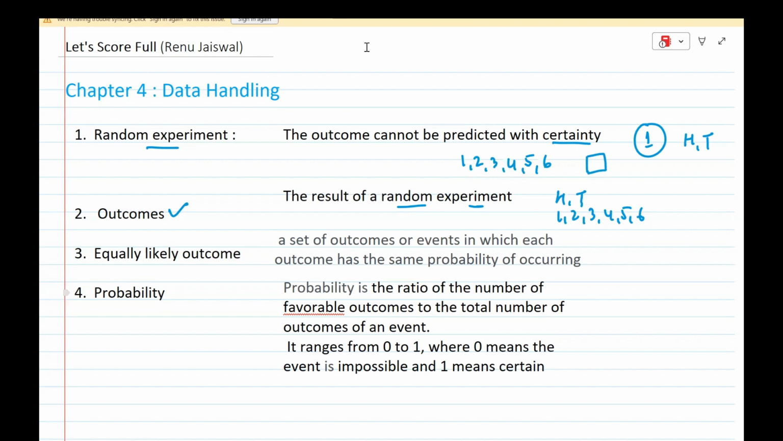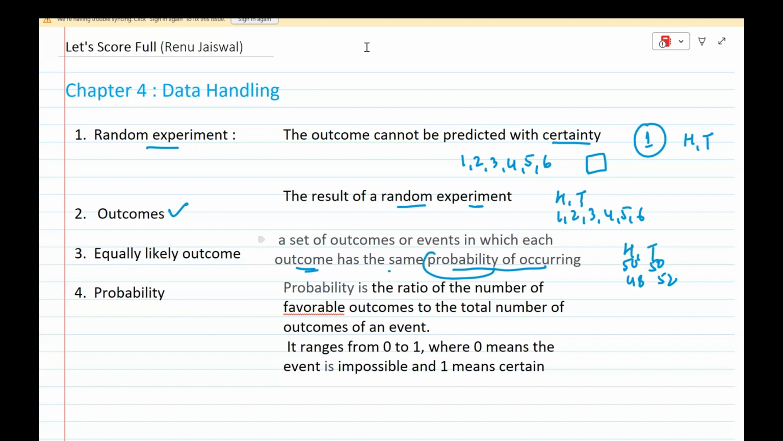Now, what are equally likely outcomes? Equally likely outcomes means when I do a random experiment, it has outcomes, but all the outcomes have equal chances to come. Like when I toss a coin, I can get either head or tail, and they have equal chances. If I toss a coin 100 times, most of the time it will come approximately 50 and 50 times, or maximum 48 and 52, or vice versa. So the chances are going to be equal. So these kinds of outcomes, where each outcome has the same probability of occurring, means same chances of occurring.